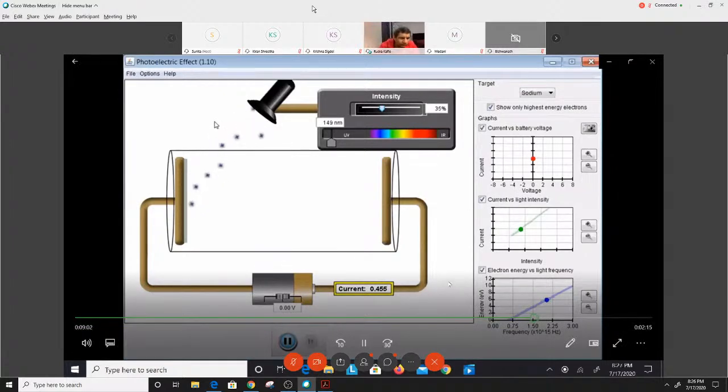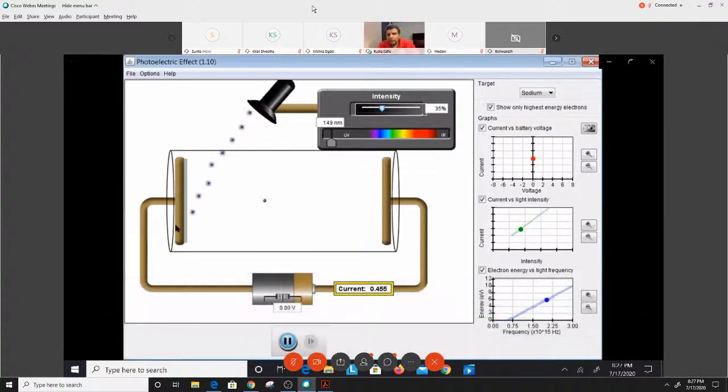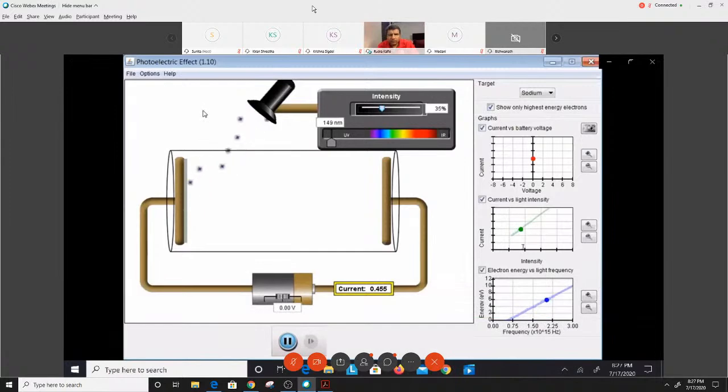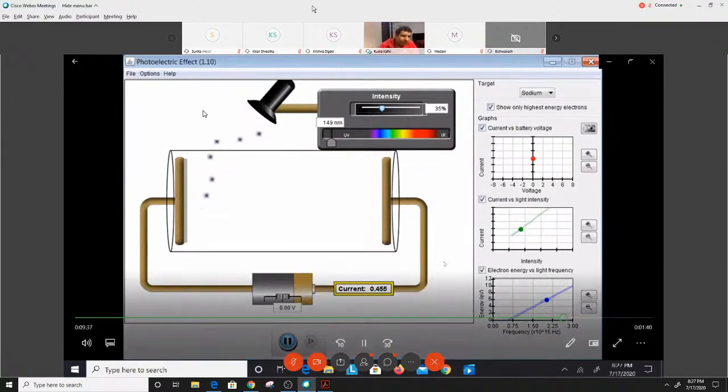One of the numerical problems is: electromagnetic radiation of wavelength 149 nanometers falls on sodium metal of work function 2 electron volts. We are asked to find the maximum kinetic energy and the speed of the electron. To solve this numerical problem, we can show students that this PhET simulation will help them visualize the problem. If students can visualize numerical problems, it will be much easier to solve them. So this is how we can show that the PhET simulation helps in solving numerical problems.